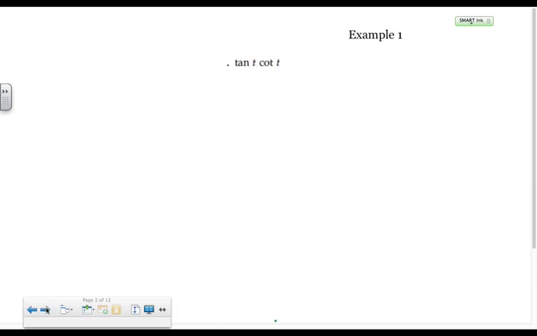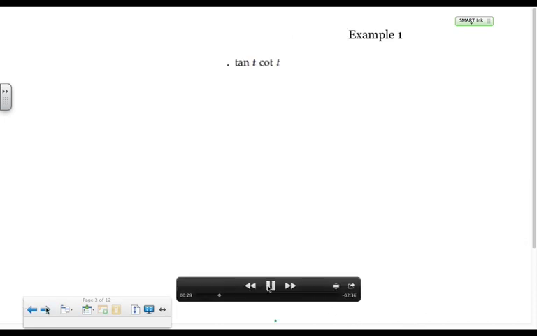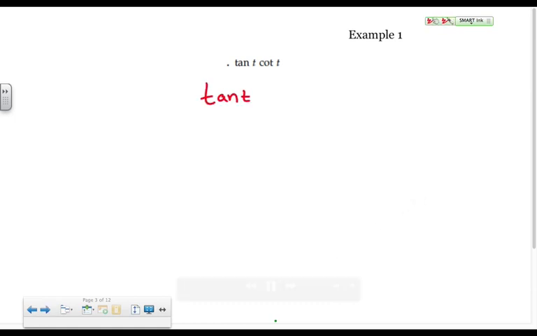So moving on, example 1, tangent of t times cotangent of t. And we want to simplify it as much as we can. So we know that cotangent is 1 over tangent t, so we can replace that. That equals tangent of t over tangent of t, which equals 1. So that's kind of our goal when we're doing these, is to simplify as far down as we can. So we replace things with other pieces so that we can put it together as simply as possible.